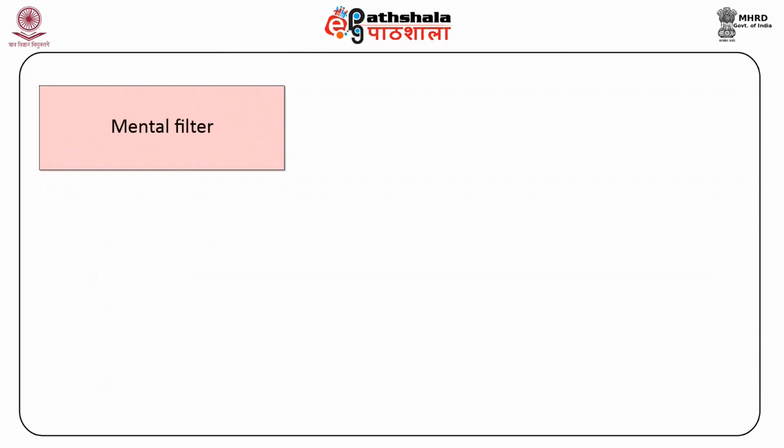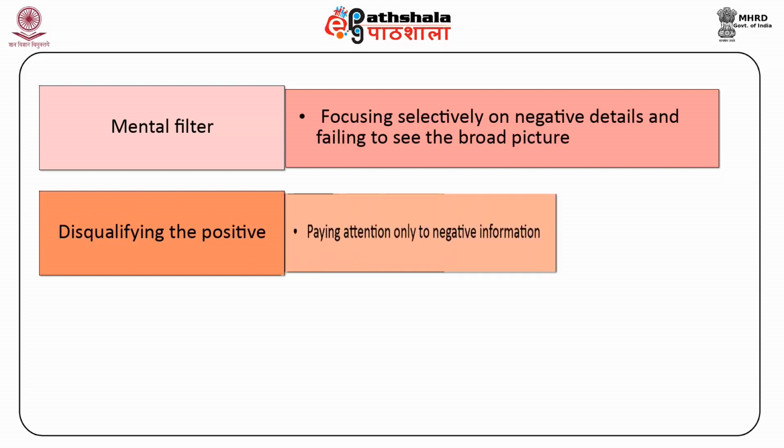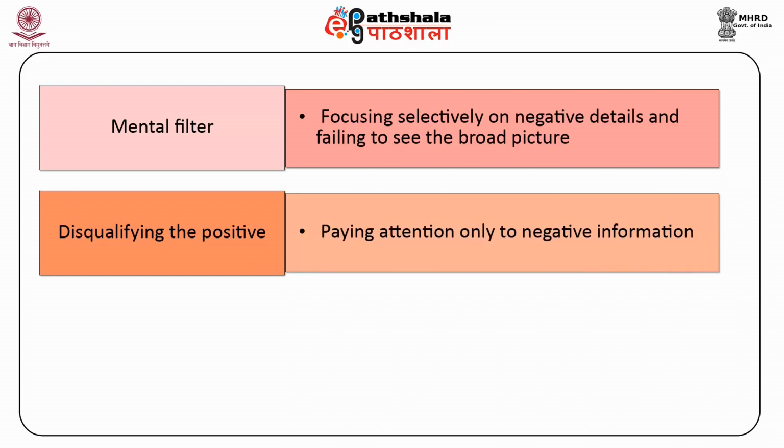Mental filter or selective abstraction. Focusing selectively on negative details and failing to see the broad picture. I know my son has been a good student and has not caused any problems in the past, but all I can think about is how he broke the law. Disqualifying the positive. Paying attention only to negative information. What good are my efforts to be a good mother if this is the result?